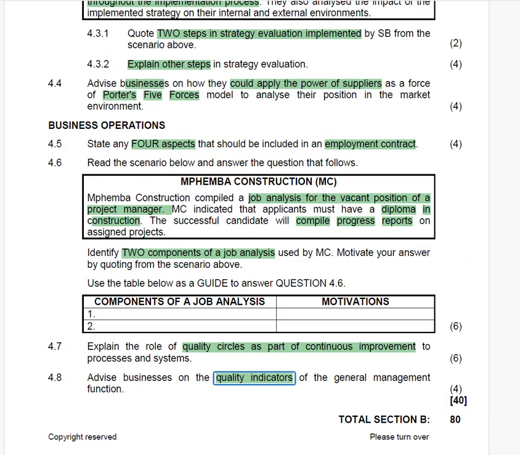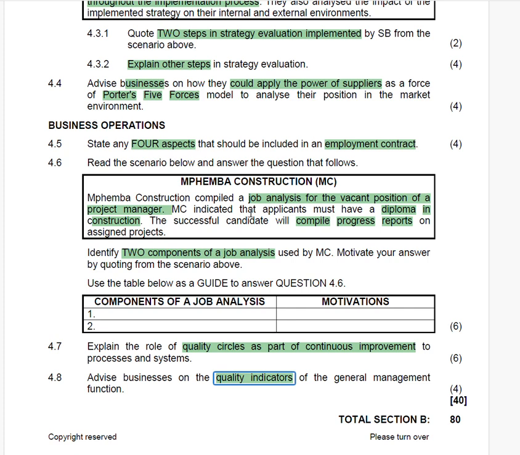Then we're going to move to the next question. The next question is 4.6. 4.6 says, read the scenario below and answer the question that follows. Pemba Construction compiled a job analysis for the vacant position of a project manager.